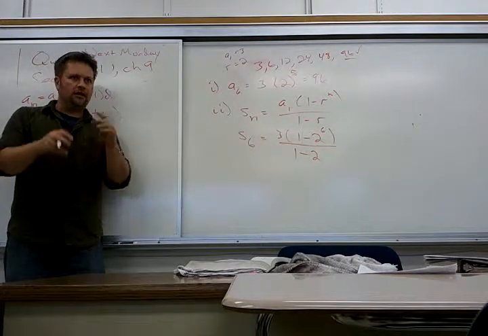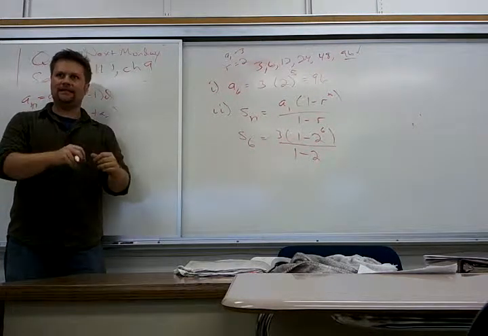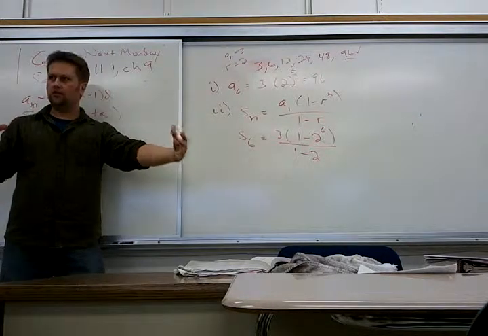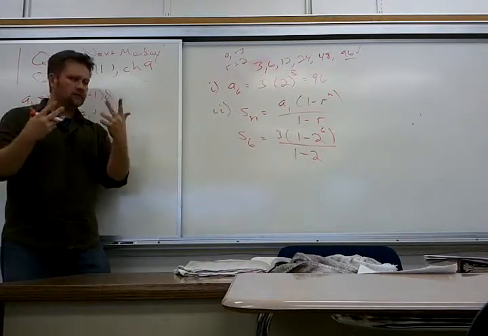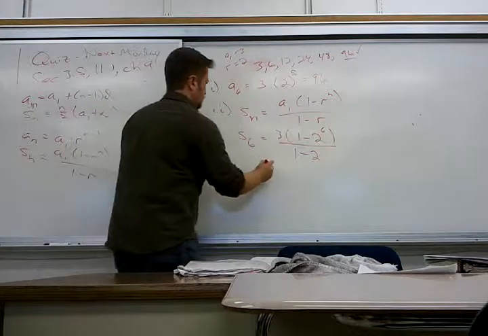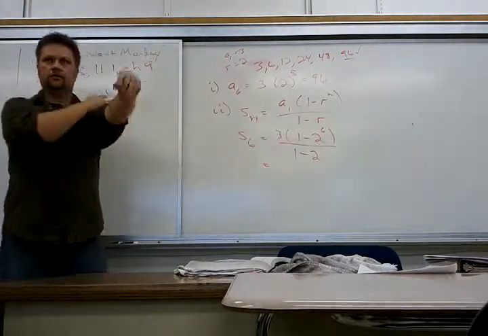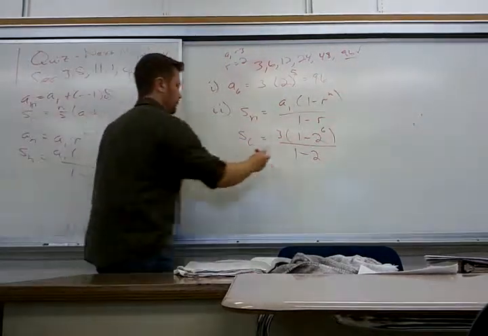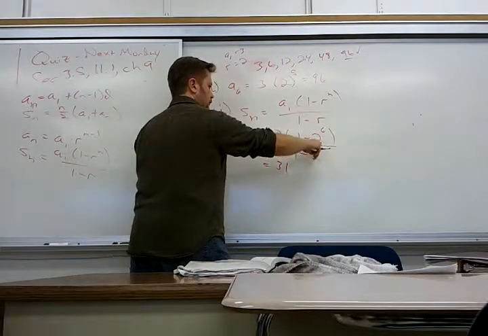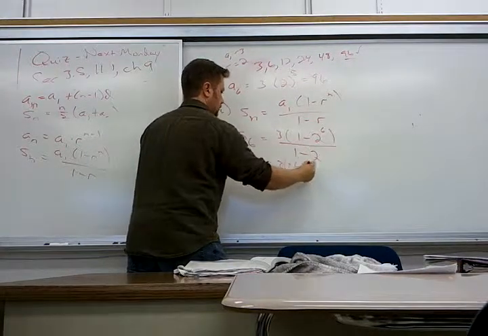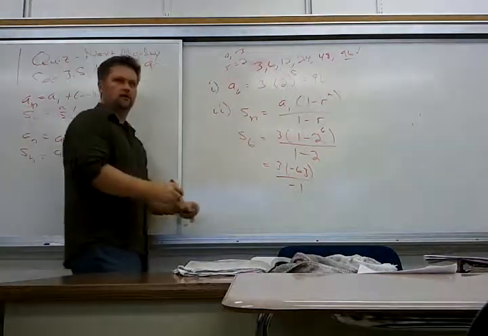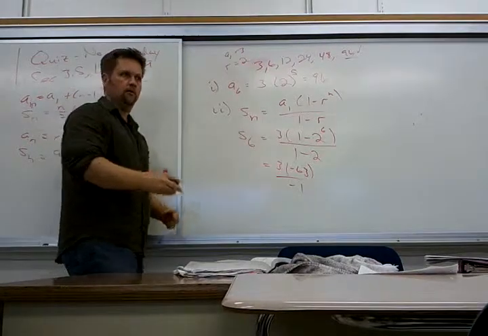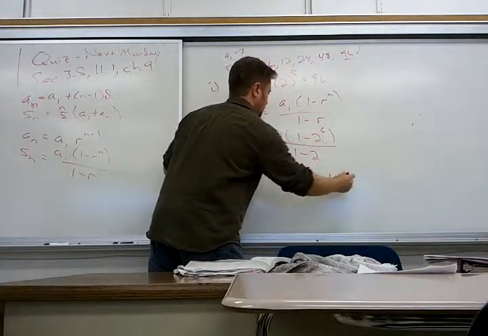This one is conceptually not as easy to see as the whole Gauss urban legend thing was. This one's not easy to see. So you just got to plug and chug this into a calculator. This is 64. 1 minus 64 is negative 63, divided by negative 1. So it'll be 189, right?